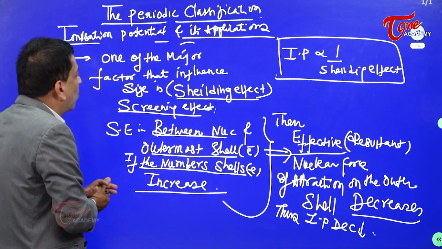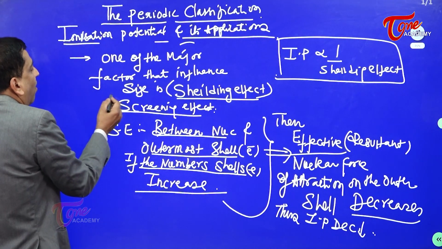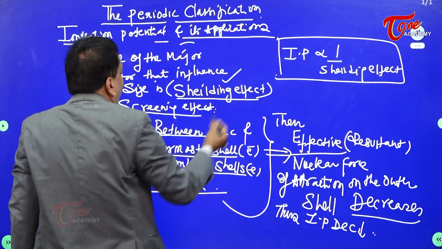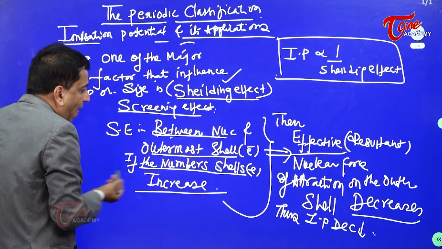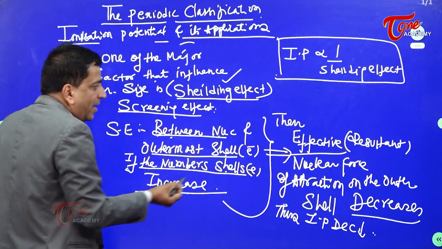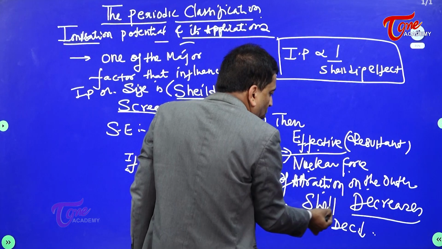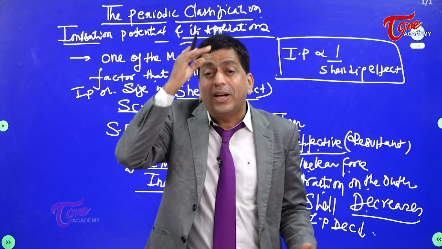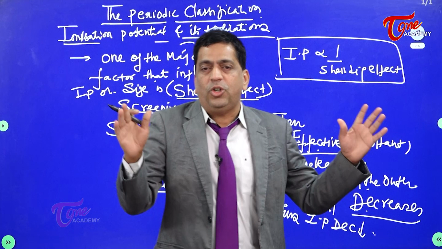So, one of the major factors that influences size or ionization potential is the shielding effect. And if someone asks what the shielding effect is: between the nucleus and the outermost shell, if the number of shells increases, then the effective nuclear force of attraction on the outermost shell decreases. When it decreases, the ionization potential also decreases. So the greater the shielding effect, the lesser the ionization potential.